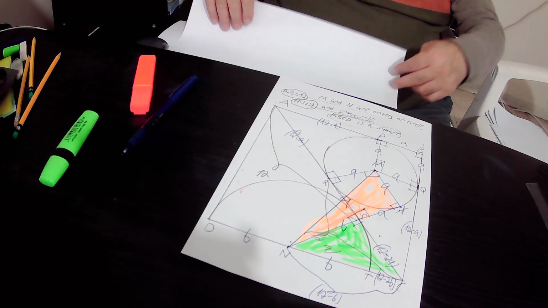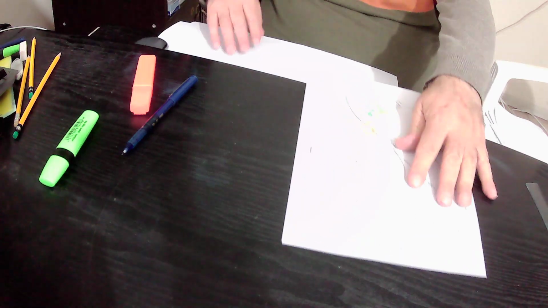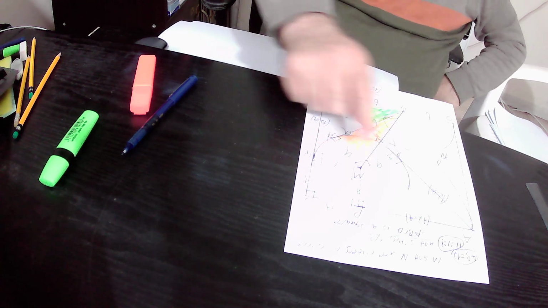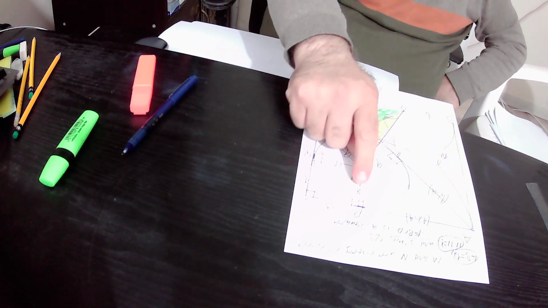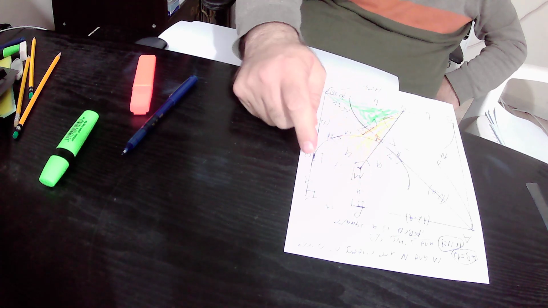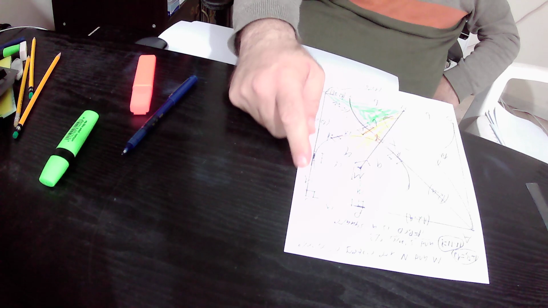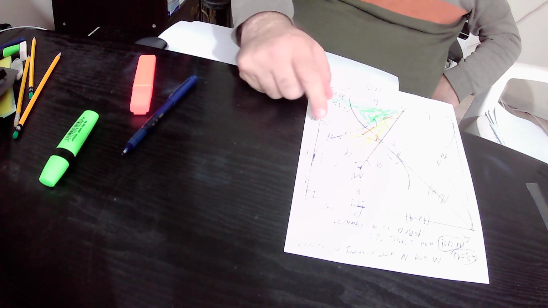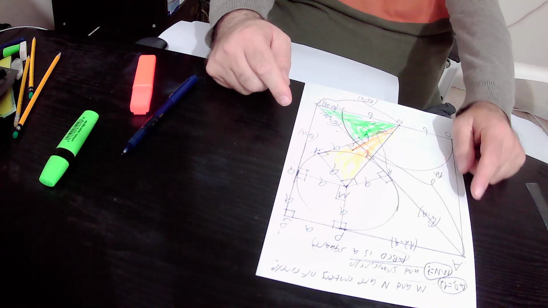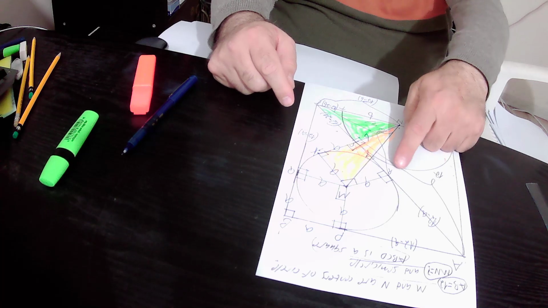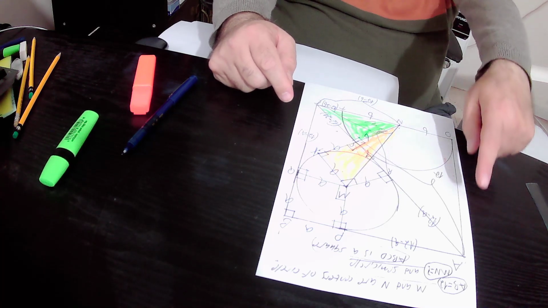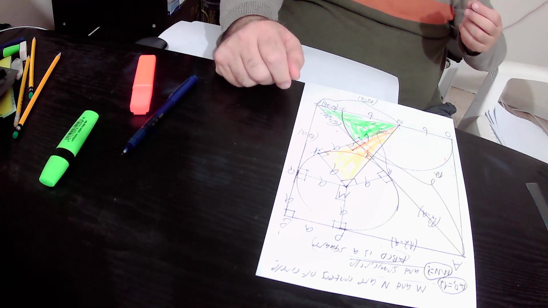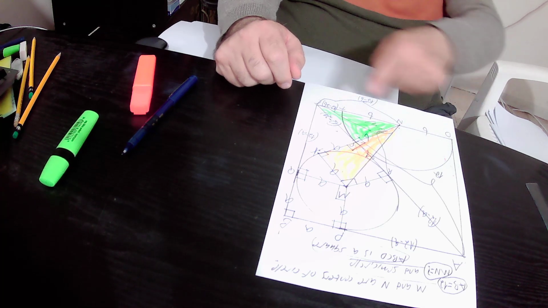So I defined the point of tangency between tangent AB and this circle at this point, point P. We defined the point of tangency of tangent BC with this circle as point Q. We defined the point of tangency of tangent AC with this circle as point R, and we defined the point of tangency of tangent AC with this semicircle as point S, and we defined the touching point of the semicircle with side DC as point T.